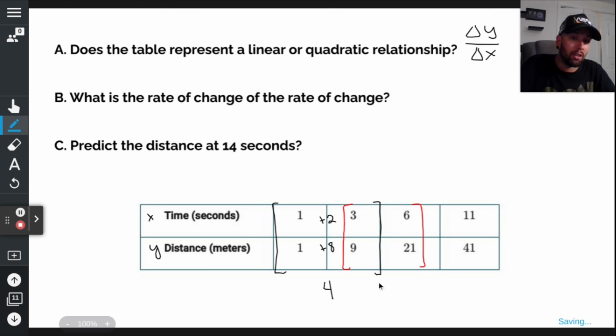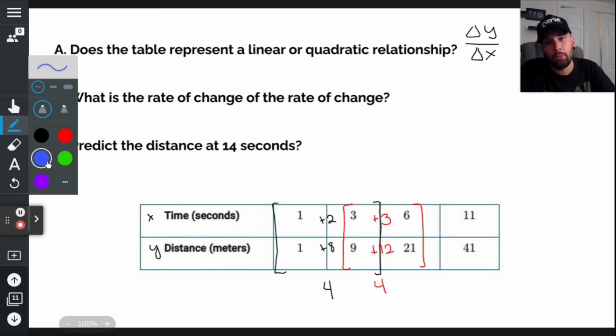If it's the same and it's the same again, it's linear. If it's not, it could be quadratic. Let's pray that it is linear. To get from 3 to 6, I add 3. To get from 9 to 21, I add 12. My change in y over my change in x is 12 over 3. 4 again. Oh, PTL. That stands for praise the Lord. Let's do it again.